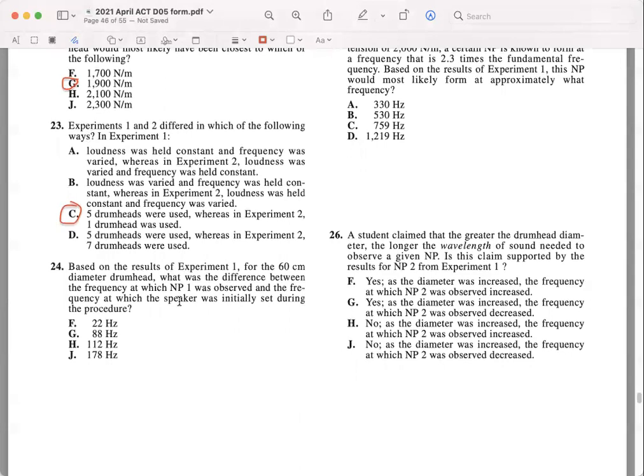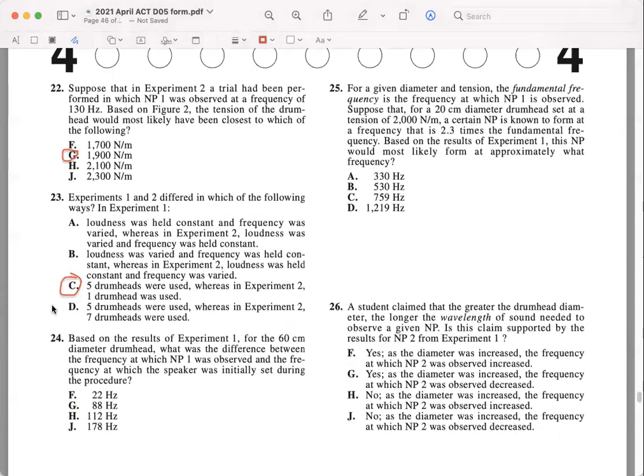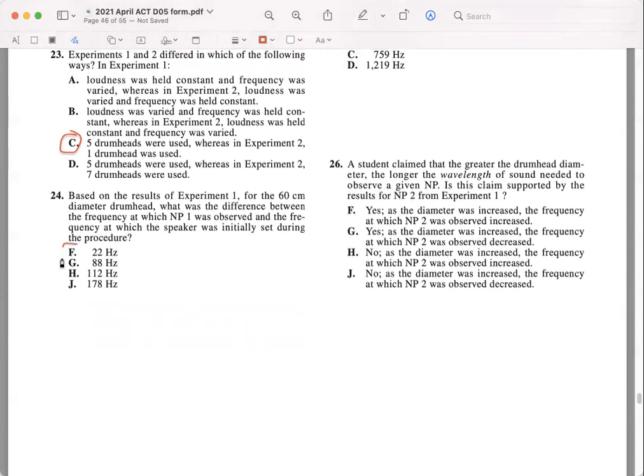Based on the results of experiment 1, for the 60 centimeter diameter drumhead, what was the difference between the frequency at which NP1 was observed and the frequency at which the speaker was initially set during the procedure? Okay, 60 centimeter. NP1 was observed at 112 and the speaker was initially set at a frequency of 90. So that's 22, a difference of 22 Hertz.